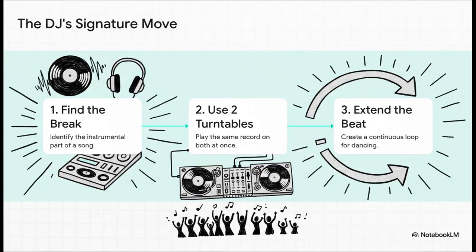And this is where the DJs pulled off a genius move. They figured out that the best part of any funk or soul record for dancing was the break. That part where it's just drums and bass. So they got 2 turntables, put the same record on both, and juggled them back and forth, playing that break over and over and over. It was basically a live remix, creating an endless loop of pure energy to keep people dancing all night.